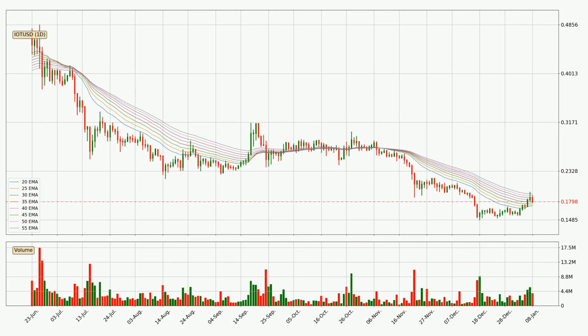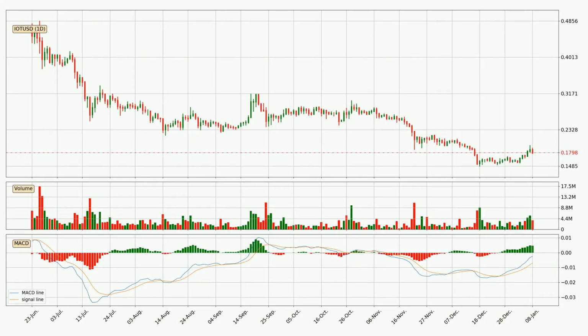Looking at the daily exponential moving averages, the current price is in the daily ribbon, so it is to see if the price can break the resistance currently at around 19.3 cents. The resistance should be considered because the ribbon is more or less spread out.